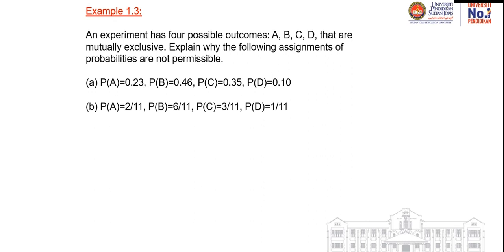Similar for question B, we have PA 2 over 11, PB 6 over 11, PC 3 over 11, and PD 1 over 11. The first property, obviously, you need to check that each individual probability must be greater than or equal to 0. You can see 2 over 11, 6 over 11, 3 over 11, and 1 over 11, each one of them is greater than 0. So it fulfills the first property.